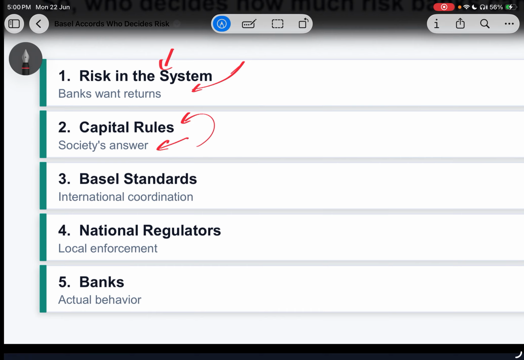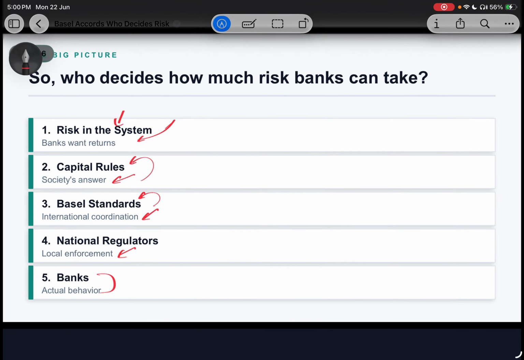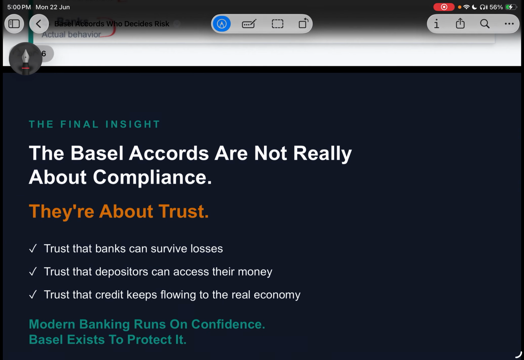Then we have society's answer, which comes through the capital rules, right? Then we need international coordination, which was brought in by the Basel standards. Then we also need a strong local environment, right? And then comes the bank's actual behavior, right? So see, the Basel Accords are not really about compliance, right? If you're not following Basel norms, no one is going to come knock at your door and arrest you. Why they exist in the first place is because they are basically creating a benchmark.